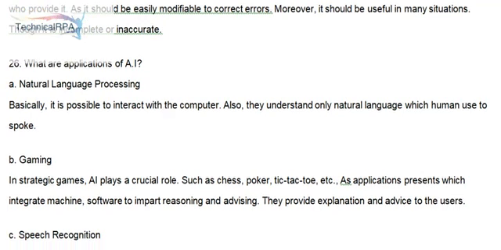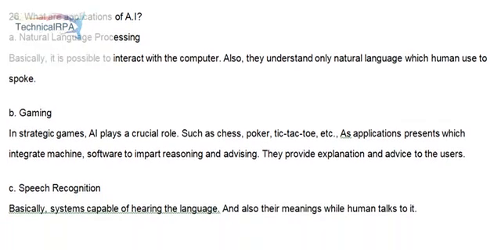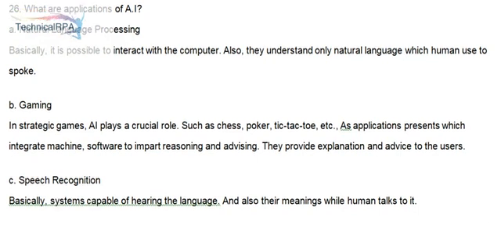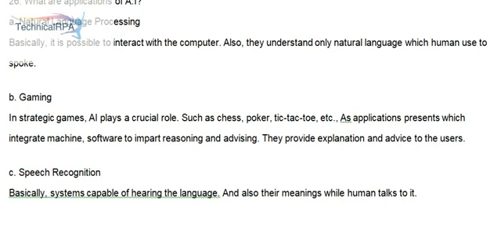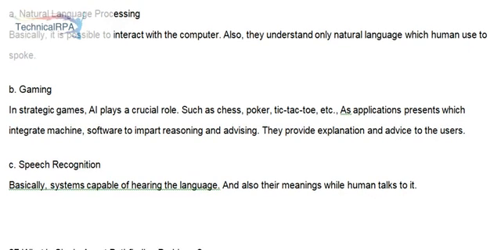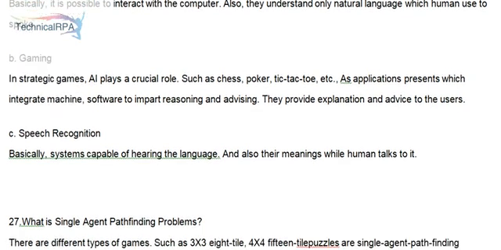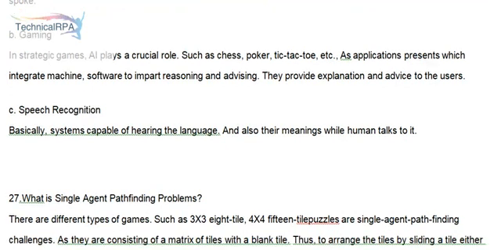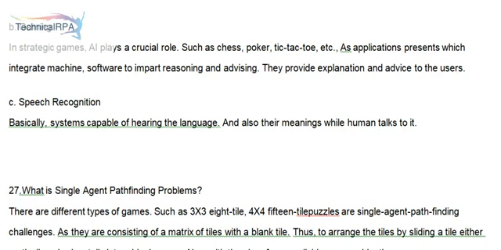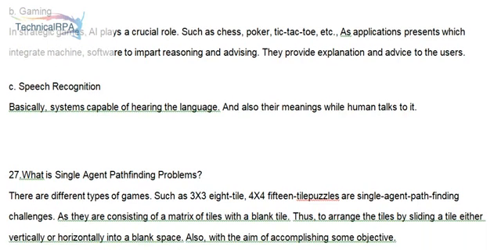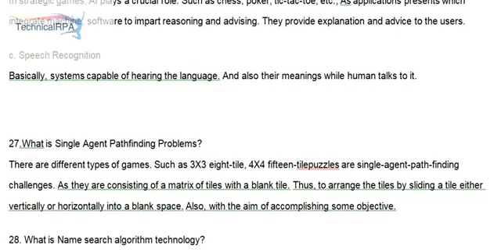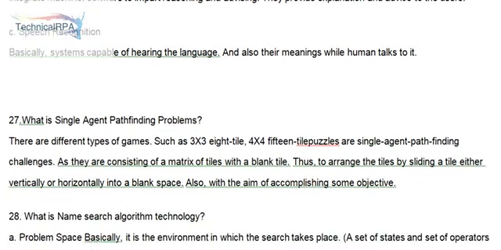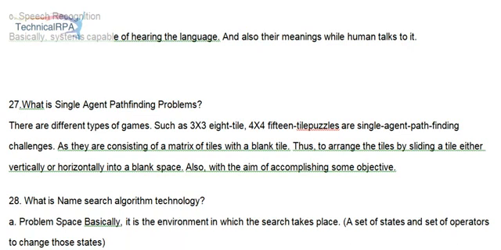26. What are the applications of AI? A. Natural language processing. Basically, it is possible to interact with the computer, as they understand the natural language which humans speak. B. Gaming. In strategic games, AI plays a crucial role, such as chess, poker, tic-tac-toe, etc., as applications integrate machine software to impart reasoning and advising. They provide explanation and advice to the users. C. Speech recognition. Basically, these are systems capable of hearing the language and also understanding its meaning while a human talks to them.